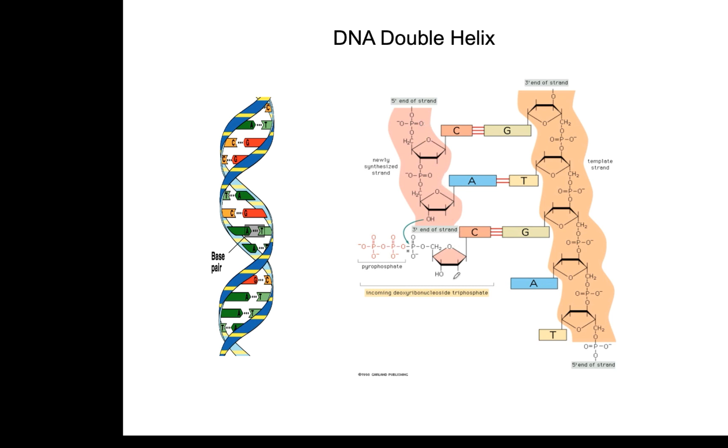One end of the DNA strand ends here, with the 3' end of the sugar molecule. The other end of the DNA strand will have a phosphate on the 5' carbon. So one end of the DNA strand has the 3' end, and the other end of that DNA strand has the 5' end. That is one DNA strand, this DNA strand.